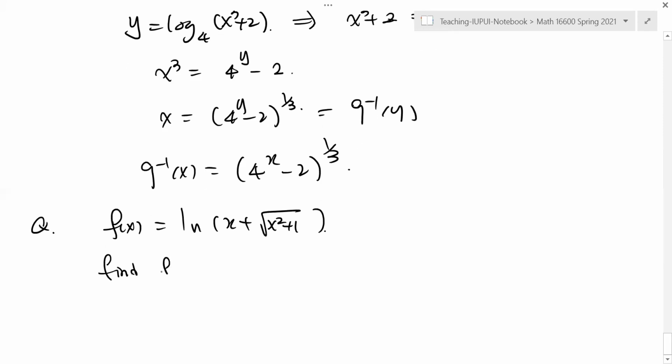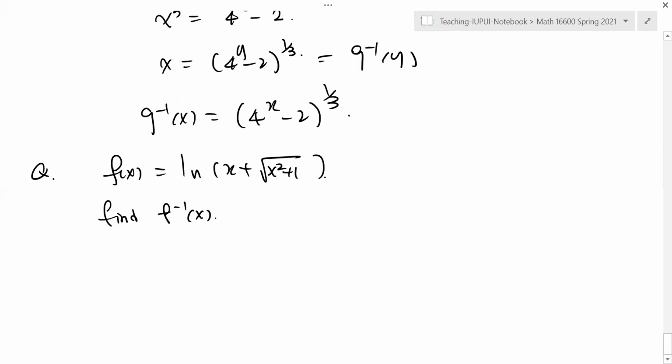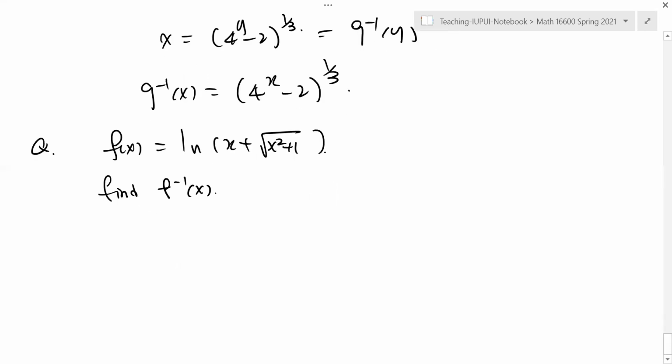Find the inverse if it exists. Okay. Please go ahead and work on that. We should have plenty of time, so I hope you can get an answer within 1 minute.